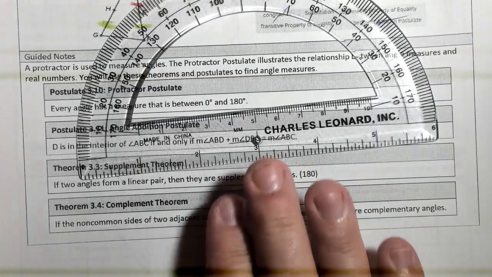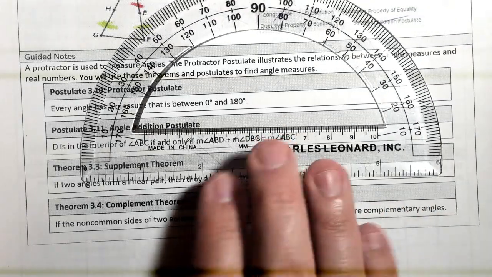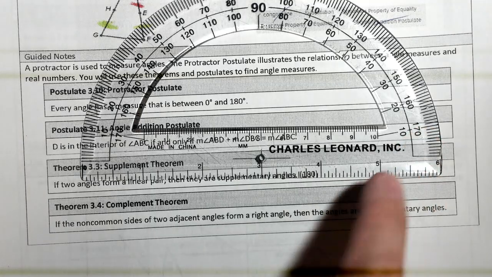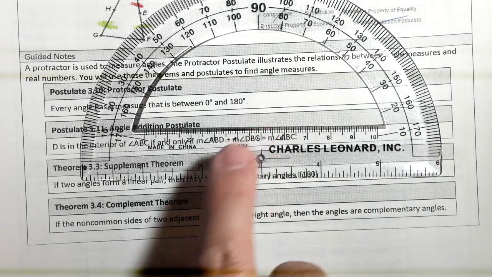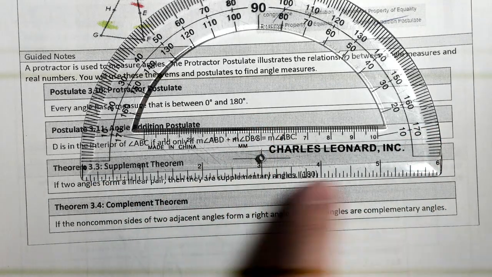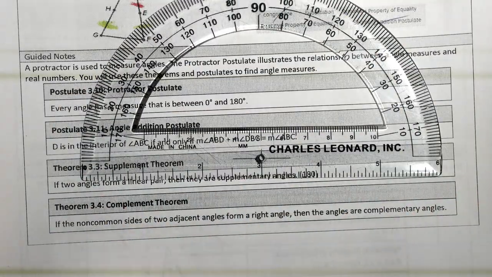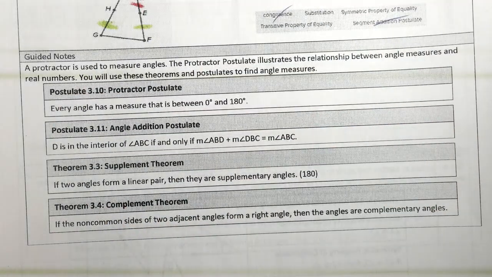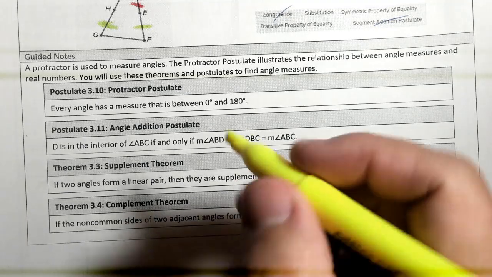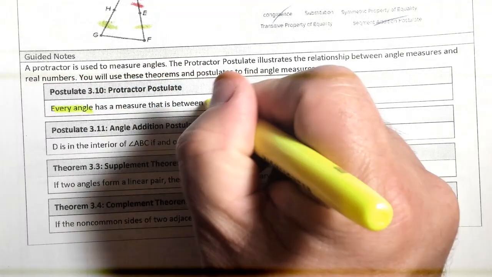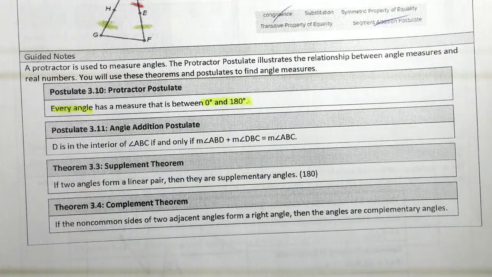So let's look at this protractor. So we go from 0 to 180 degrees. That's why it's called the protractor postulate, because that's how far we measure angles, from 0 to 180. Straight line is 180 degrees. Every angle measures between 0 and 180.